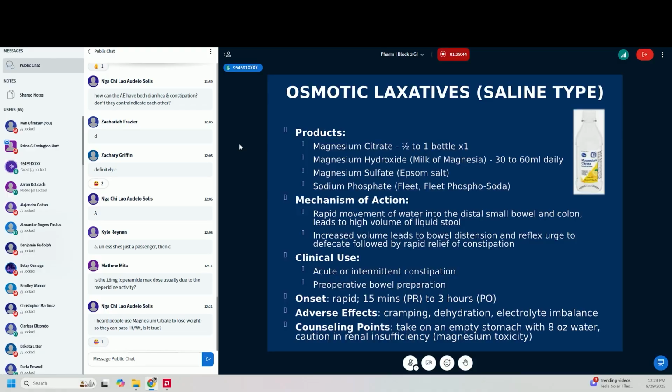And then the 16 max dose. So yes, for that loperamide, that is a good question. The max dose is because of that meperidine activity that we have, and also because it could be taking the patient a longer time for that medication to work, and then we're going to overshoot, and now they're going to be constipated. So we definitely try to make sure that we're watching out for that, and if somebody has hit that max of the 16, it could be some other underlying condition that is going on, and they need to go into the hospital or the clinic to figure out what's happening.